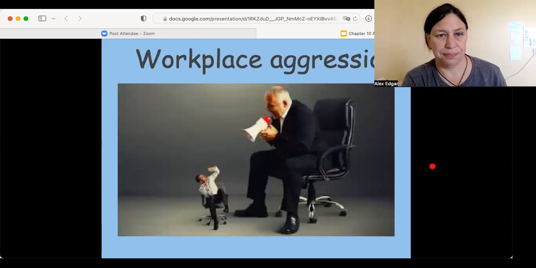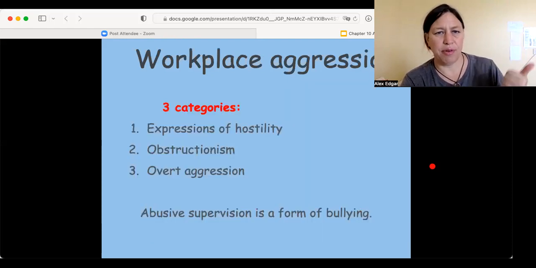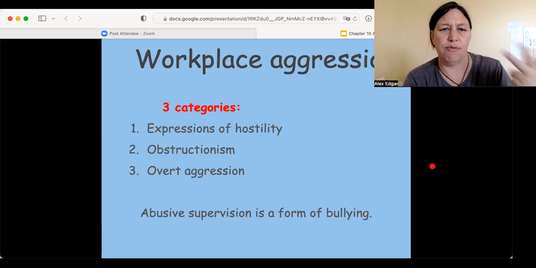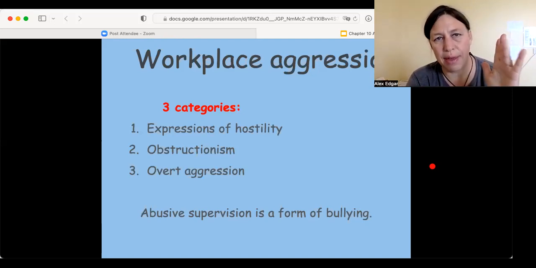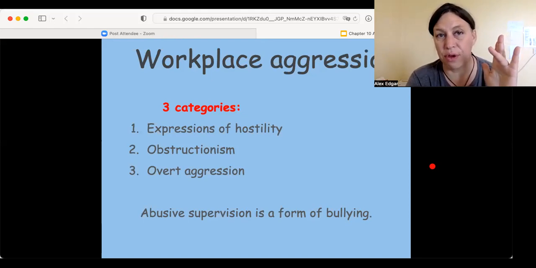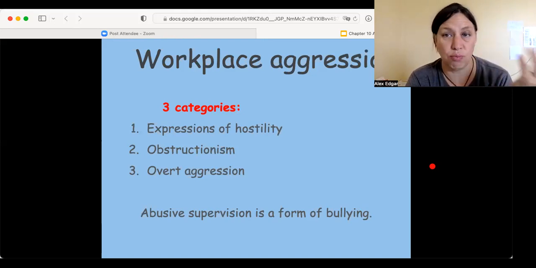Workplace aggression. There are three categories: expressions of hostility, obstructionism, and overt aggression, and also abusive supervision. But remember that it's either going to be hostile aggression, in which case it's for its own sake, not for the benefit of anybody, or it's going to be instrumental, in which case it's to win a promotion or to benefit yourself at the expense of someone else.